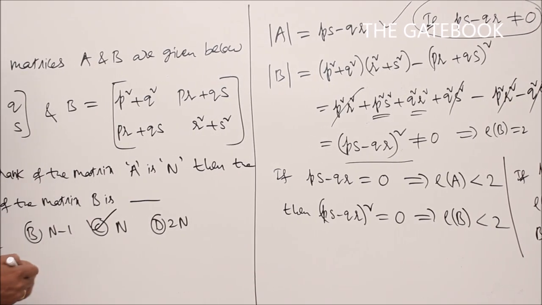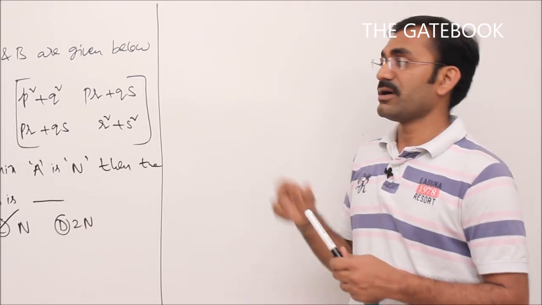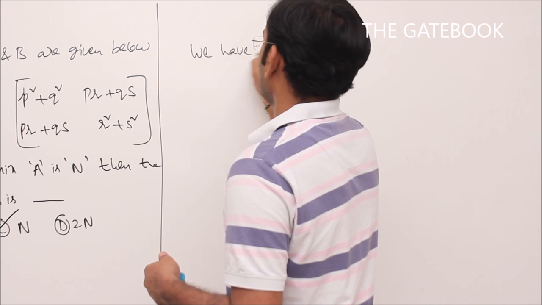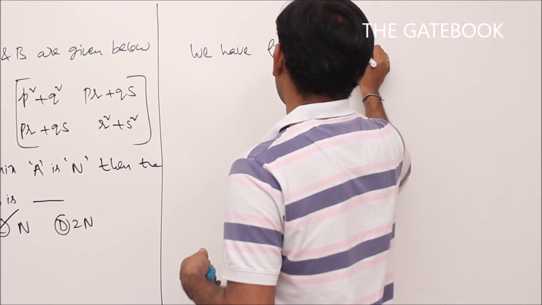Now we can do the same problem by applying the shortcut method also. That is, we have rank of A into A transpose is equal to rank of A.